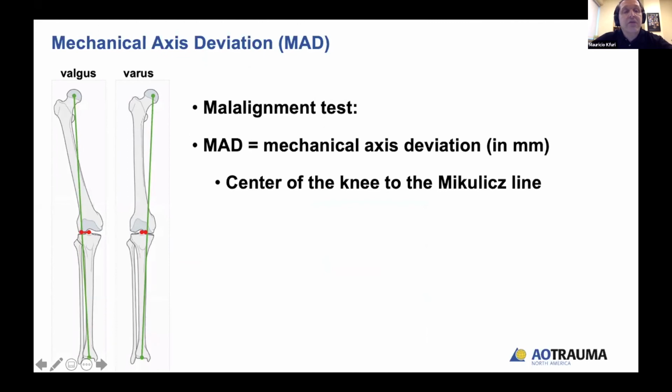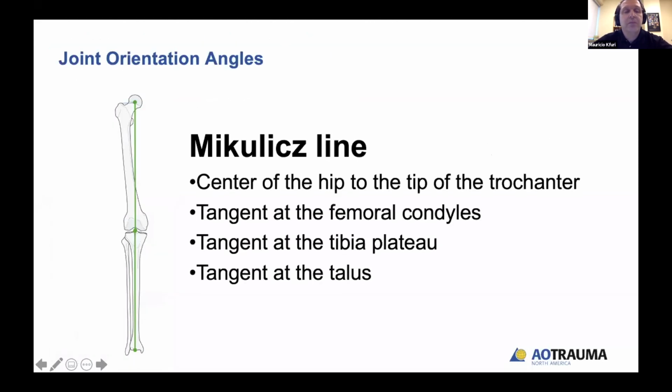And again, if you see where this line is crossing the knee, then you have a sense about this deviation of the mechanical axis in relationship to the center of the knee. This is what we name mechanical axis deviation. And it could be a deviation shifted to the medial side, which is a varus, or to the lateral side, which is a valgus. And this deviation is a critical thing to know to determine if this is a valgus or varus deformity. And we take into consideration the MAD value, which is given in millimeters.